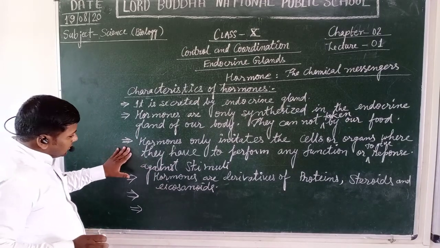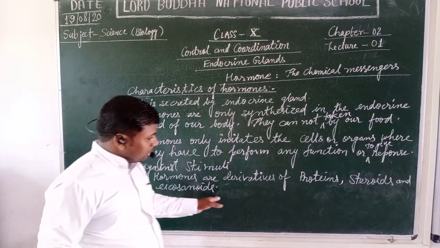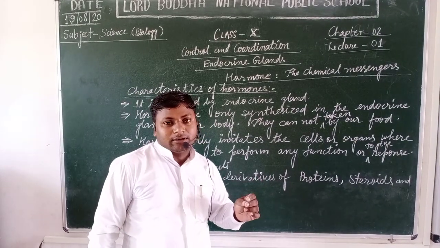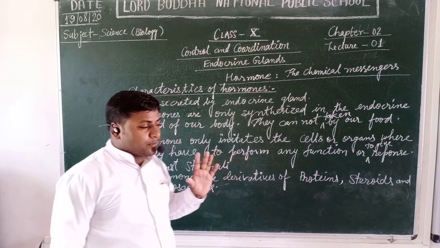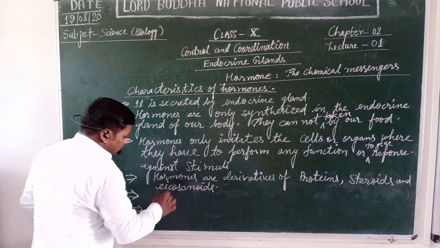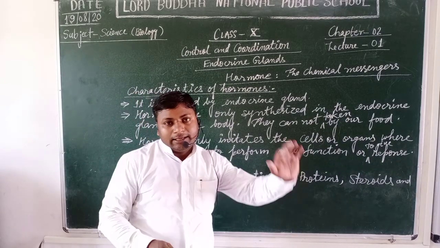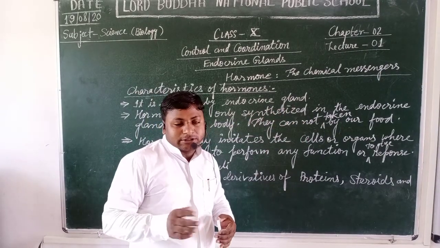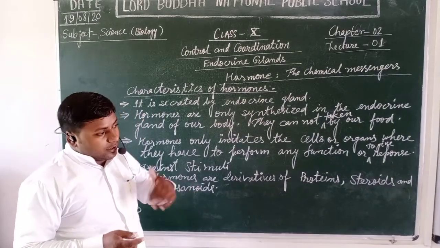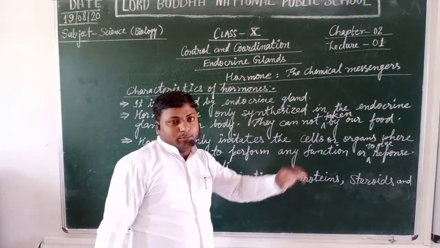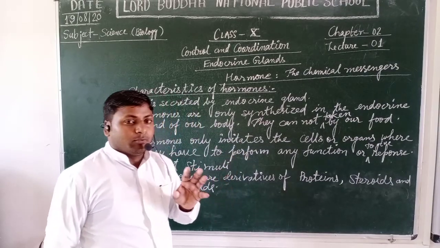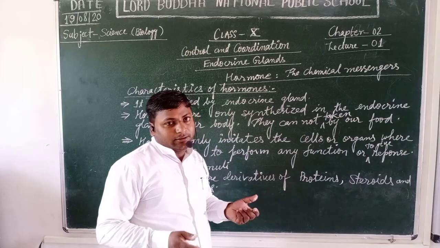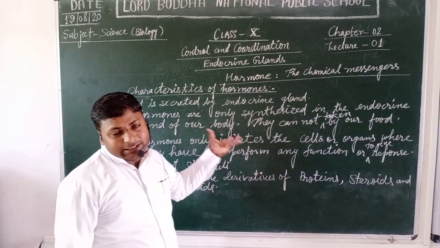Now students, another characteristic: hormones are derivatives of proteins, steroids and eicosanoids. But students, enzymes are only derivatives of proteins. Hormones, once used, cannot be reabsorbed by the endocrine glands. But enzymes are utilized again and again by the glands. For example, the bile juice, after performing its function, gets reabsorbed into the gallbladder with the help of the hepatic duct. But hormones do not perform such functions.